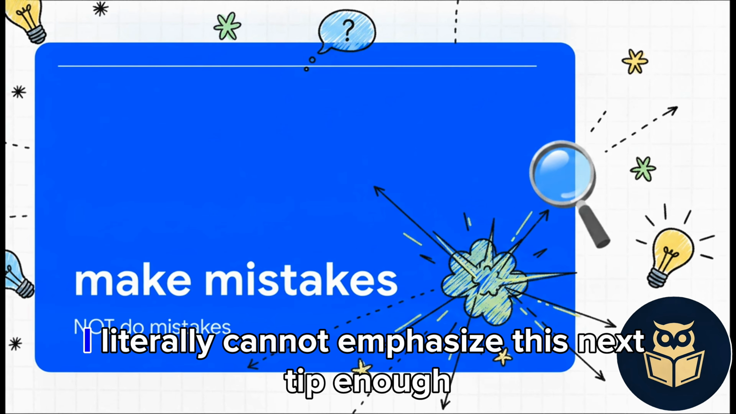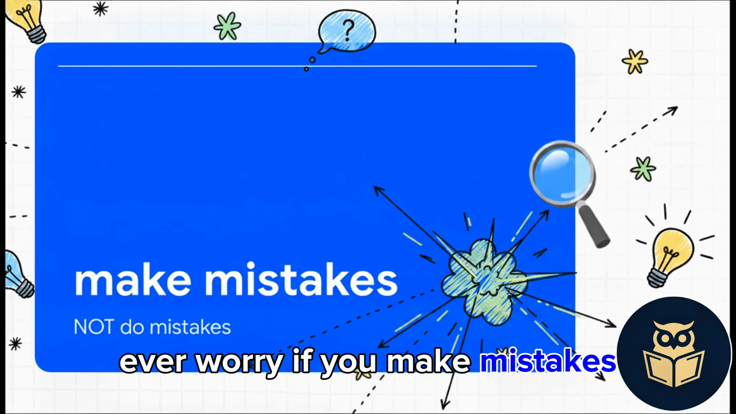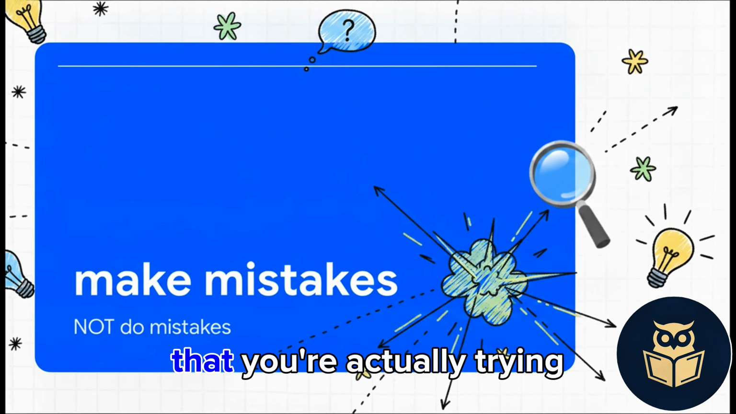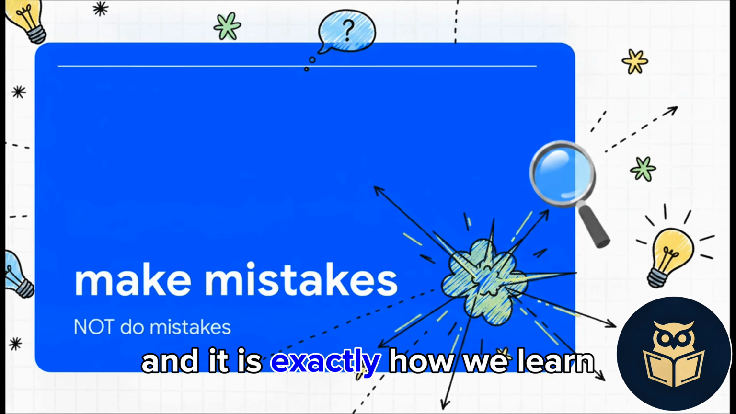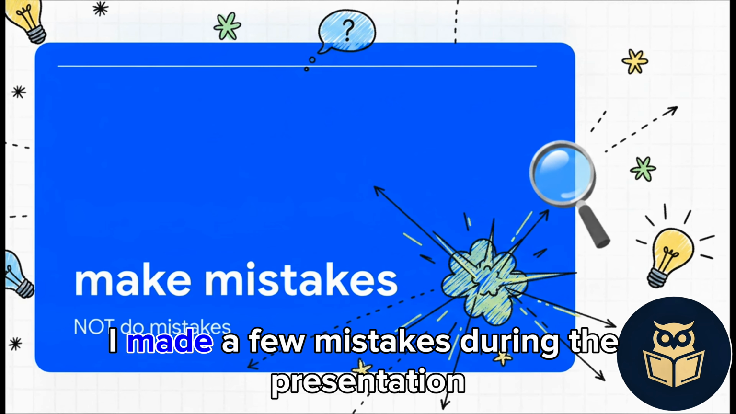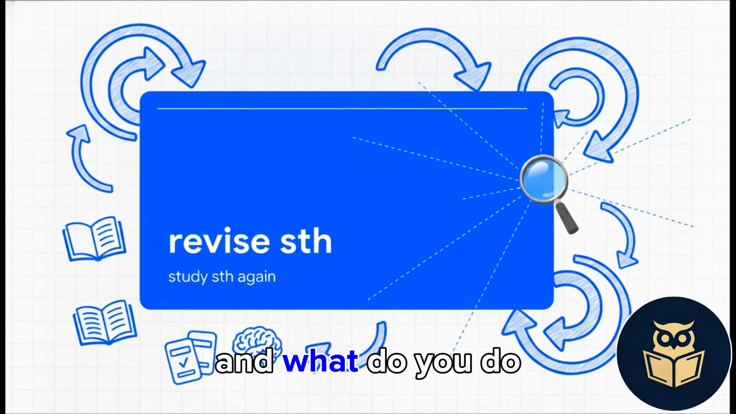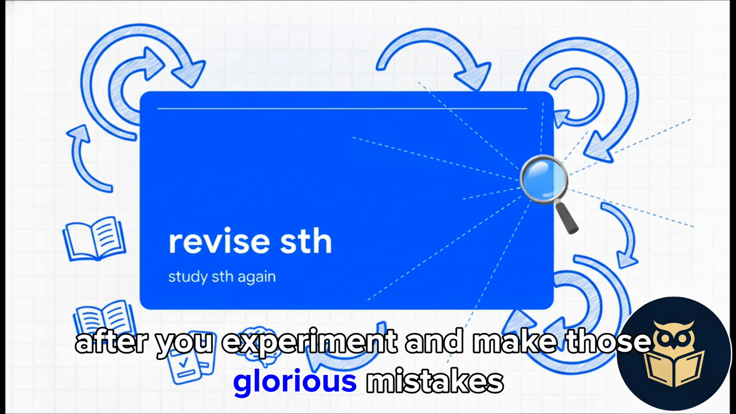As your tutor, I literally cannot emphasize this next tip enough. Do not be afraid to experiment with English, and never ever worry if you make mistakes. Making mistakes is just proof that you're actually trying, and it is exactly how we learn. For example, you might proudly tell someone, yeah, I made a few mistakes during the presentation, but it was amazing practice. And what do you do after you experiment and make those glorious mistakes?